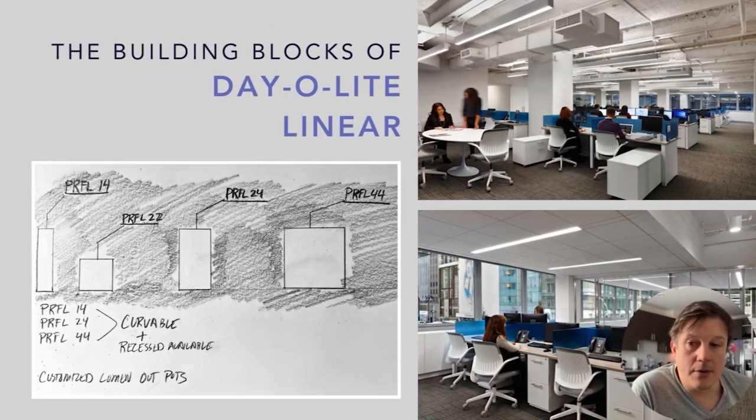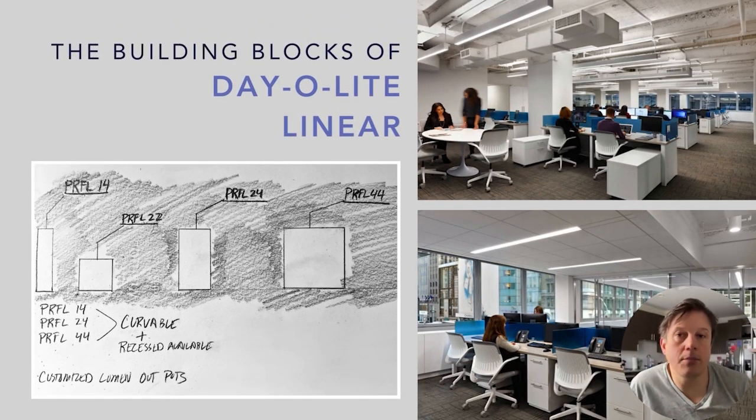Let's talk about the basic building blocks. The linear product from Day-O-Lite comes in their profile series: profile 1.4, profile 2.2, profile 2.4, and profile 4.4. Those part numbers are very simple because you're talking about 1x4, 2x2, 2x4, and 4x4. Those larger 4-inch profiles can be surface, recessed, or suspended. They can be bent, and they can be factory cut to create dynamic geometric shapes. Really, they become the basic building blocks.